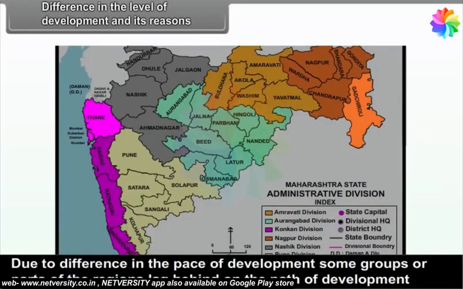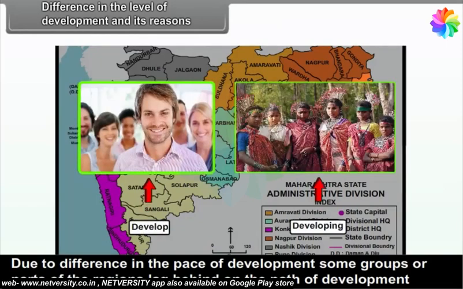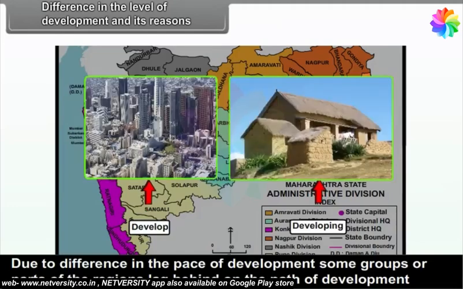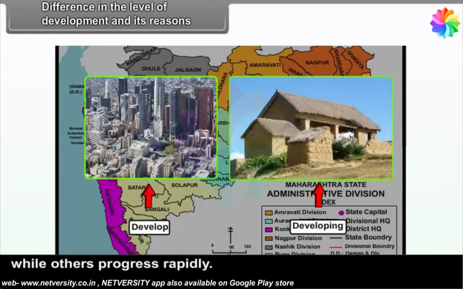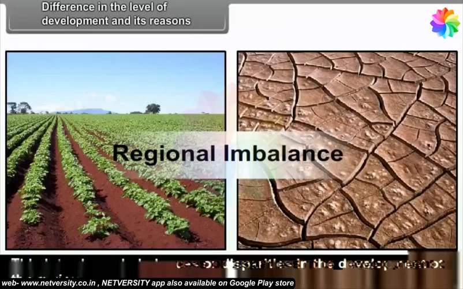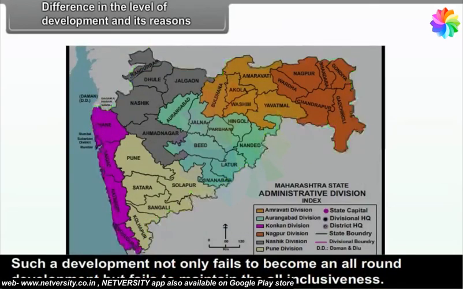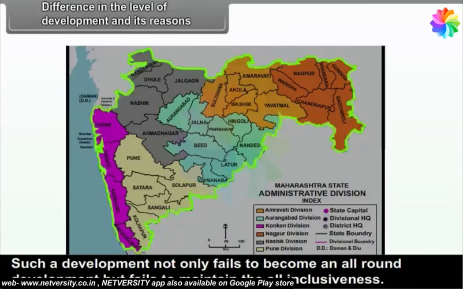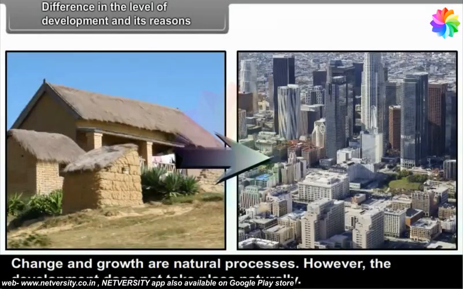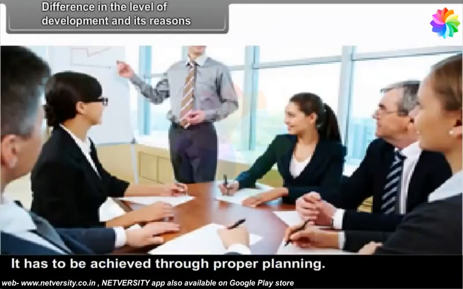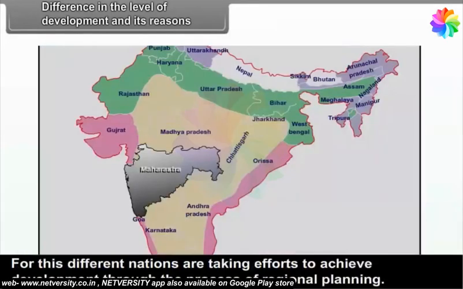Due to difference in the pace of development, some groups or parts of the region lag behind on the path of development while others progress rapidly. This introduces imbalances or disparities in the development of the region. Such a development not only fails to become an all-round development, but fails to maintain the all-inclusiveness. Change and growth are natural processes. However, the development does not take place naturally. It has to be achieved through proper planning.